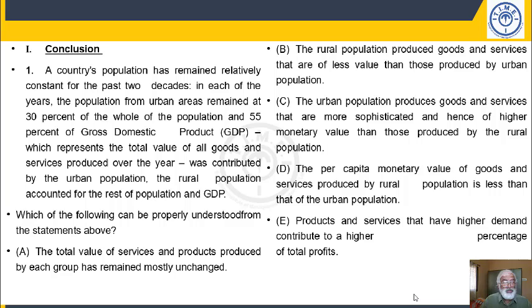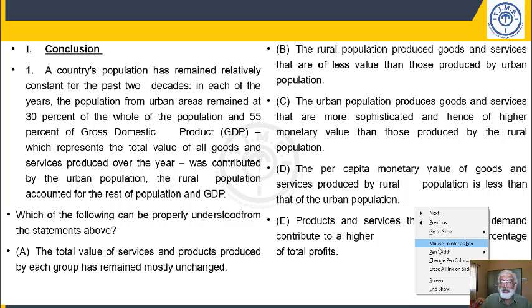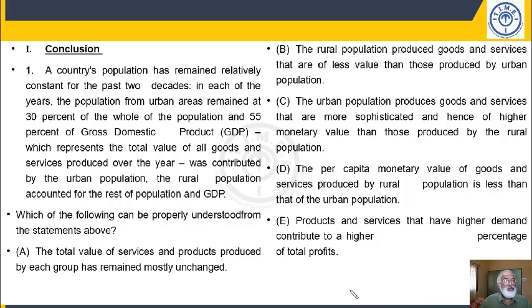So the first of these questions tells us, and let's get our pen in place. Okay. So the first of these questions tells us the country's population has remained relatively constant for the past 2 decades. Okay. So that's one piece of information here, right? In each of the years, the population from urban areas remained at 30%. That's one piece of information. And 55% of the GDP was contributed by the urban population. So that's another piece of information. And this has been the case in all these years. The rural population accounted for the rest, right, of the population and GDP.